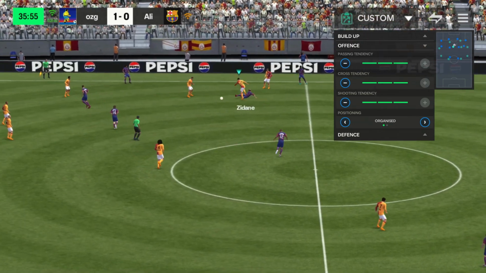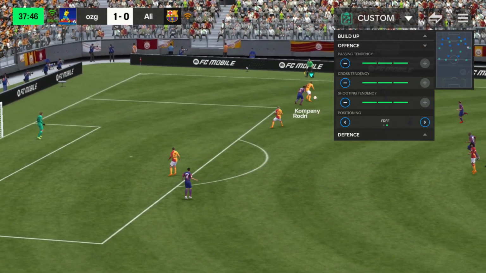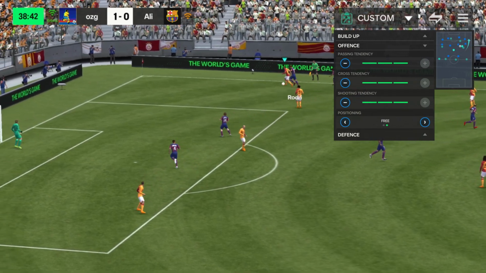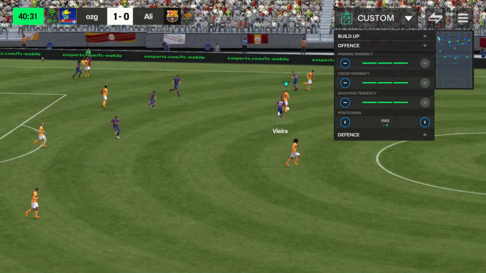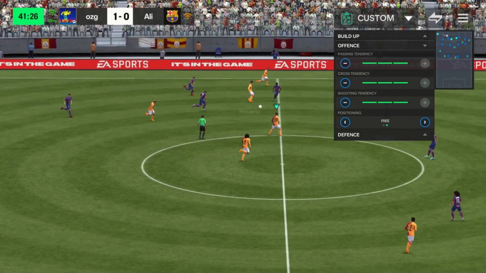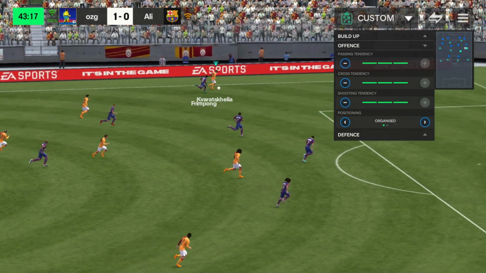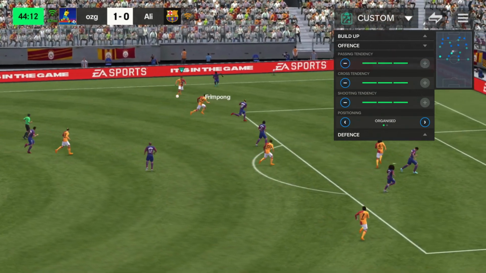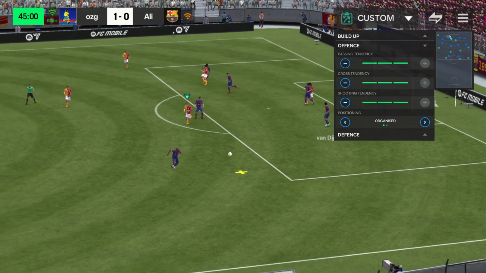Organized: attacking players will stick to their exact position in a strict manner. This means that your wingers will not drift inside and your strikers will not drift outside or fall back into midfield. Free: attacking players will often roam into other areas of the pitch depending on game situation. This means that wingers may drift inside to support your strikers, and your strikers may drift to the wings or into the midfield.